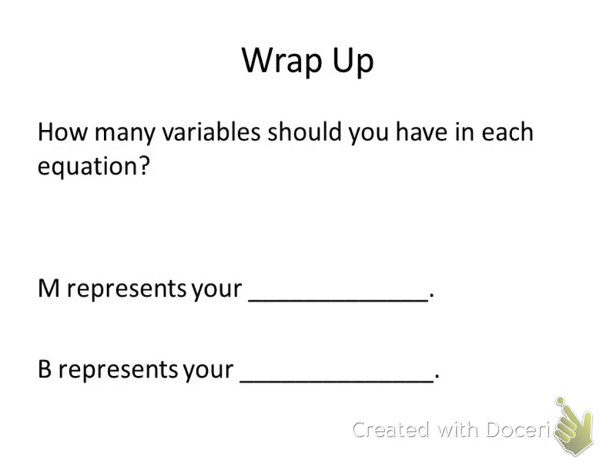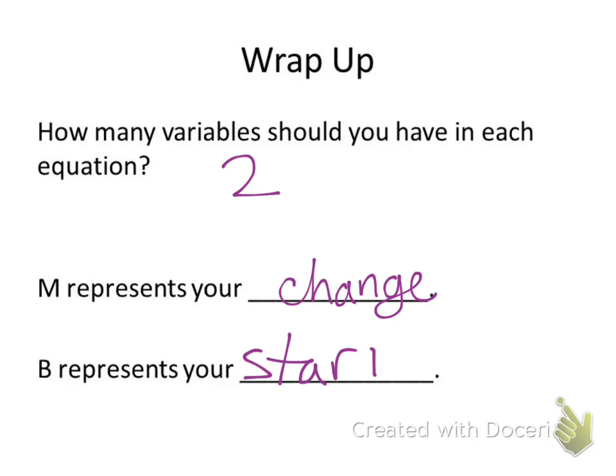All right, let's wrap this 2-day lesson up. This says, how many variables should you have in your equation? A variable's a letter. How many letters should you see? 2. If you're missing a letter, if you only have 1, your equation's not right. You need an x and a y. You'll also have an m and a b, but m and b will turn into numbers. The m number is what? Your change, good. And the b number is what? Your starting point, very good.